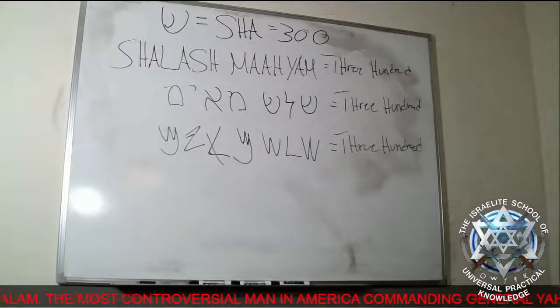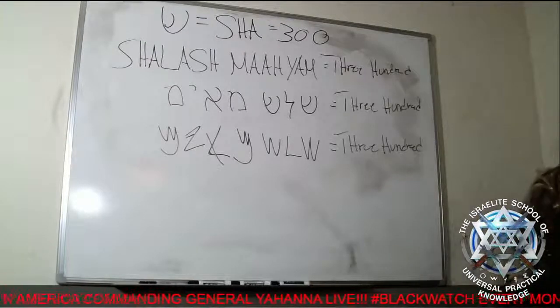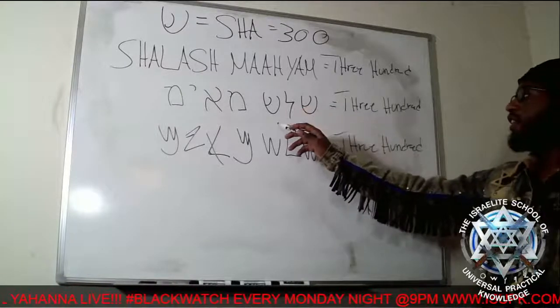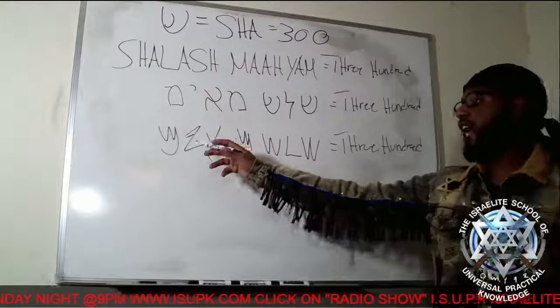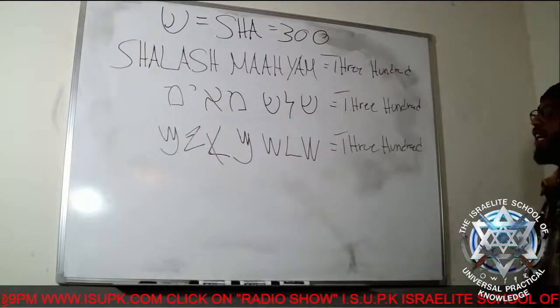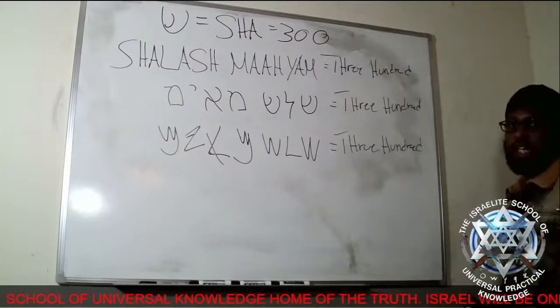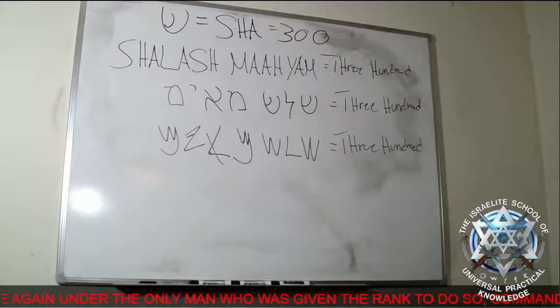So to say 300 is Shalash Ma'ayim. This is your Shah, your La, your Shah, in the Assyrian, and in the Paleo. You put that together, Shalash Ma'ayim, which is 300. So the letter Shah has a numeric value of the number 300.